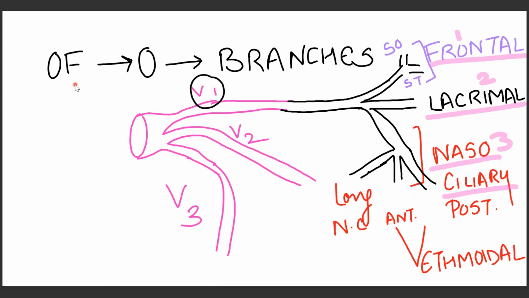So basically, the ophthalmic has to pass through the orbital fissure to reach the orbit, where it gives off its further branches, and it basically supplies the scalp, the forehead, the upper eyelid, the sides of the nose, and the lateral sides of the upper eyelid.